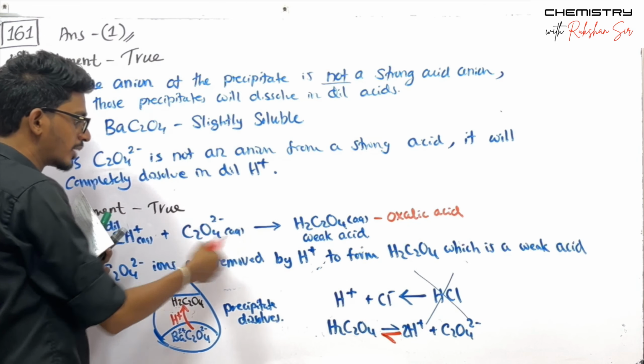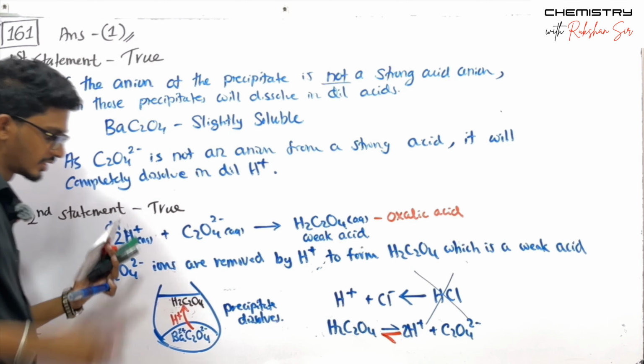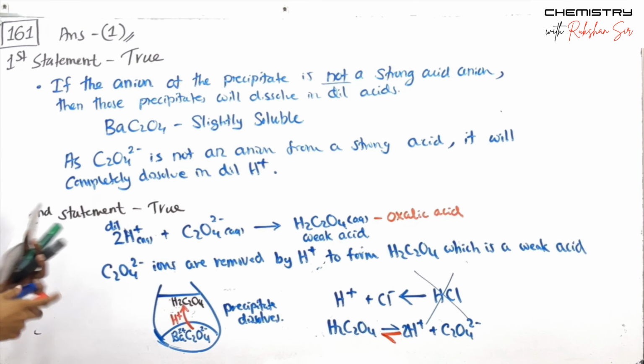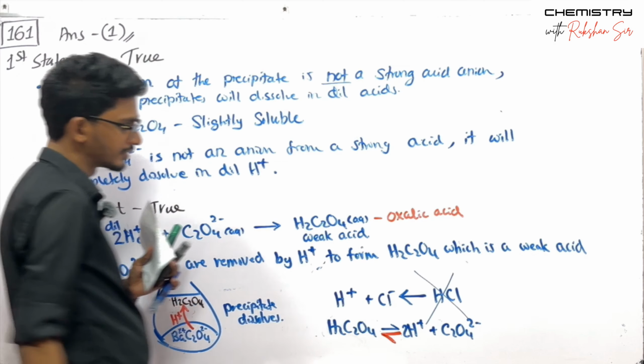That means C2O4 2 minus ions will be removed from the system. So that is how the precipitate dissolves.